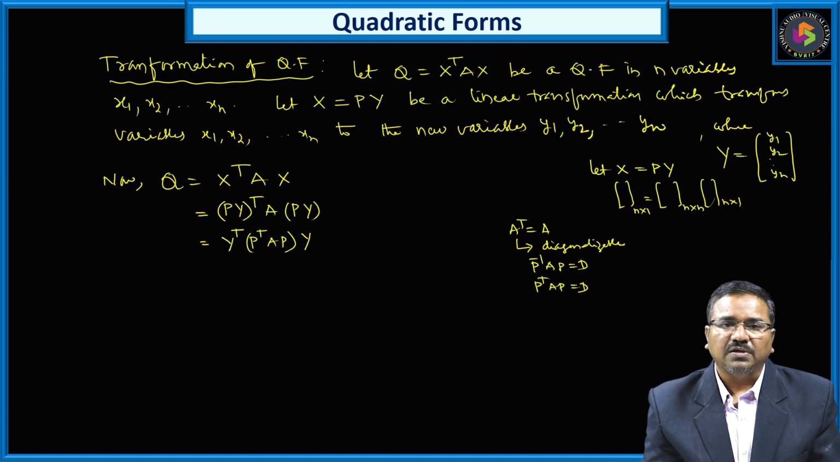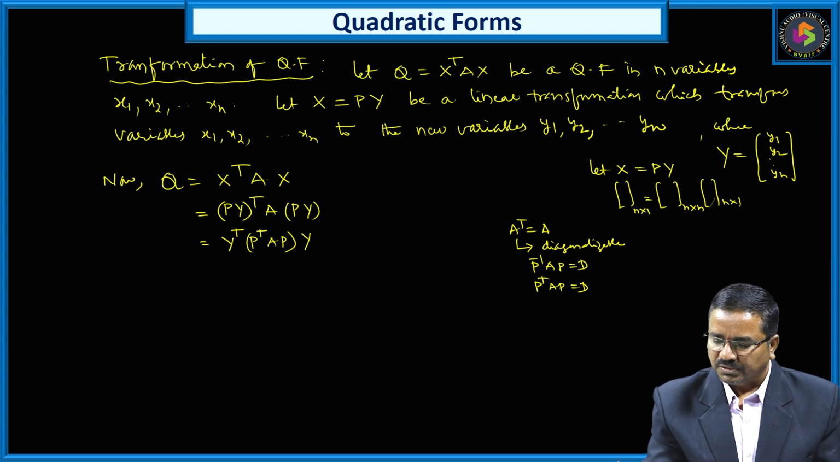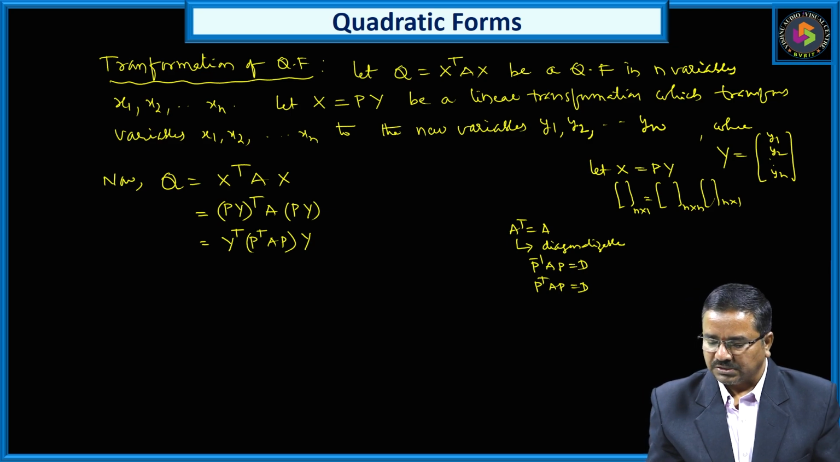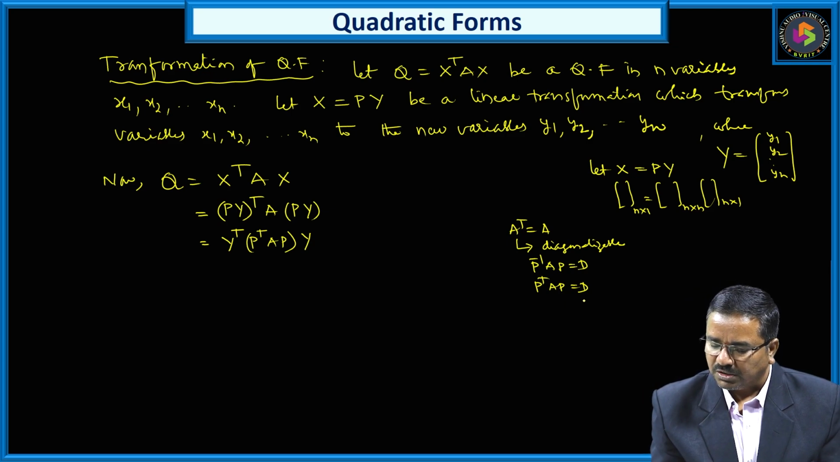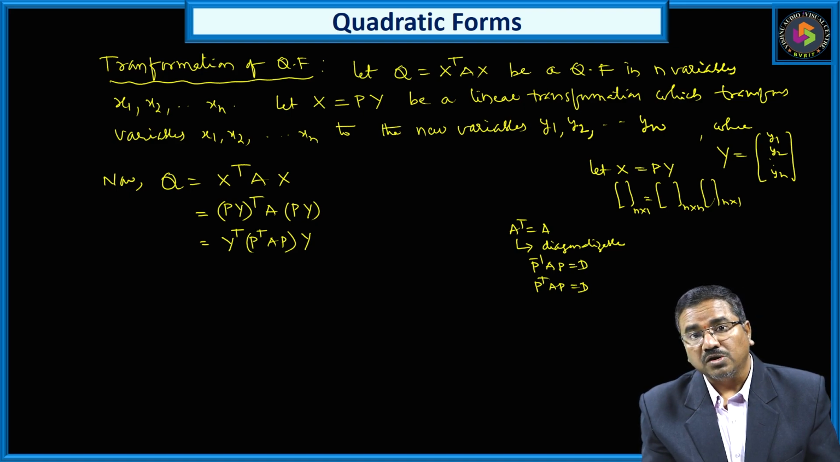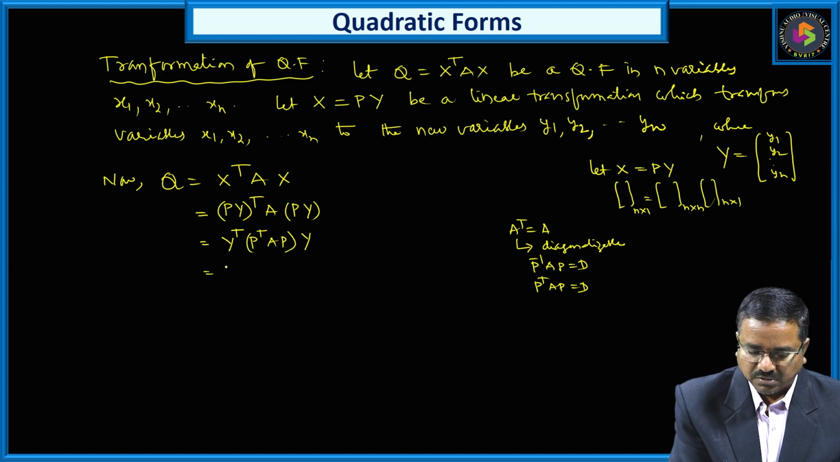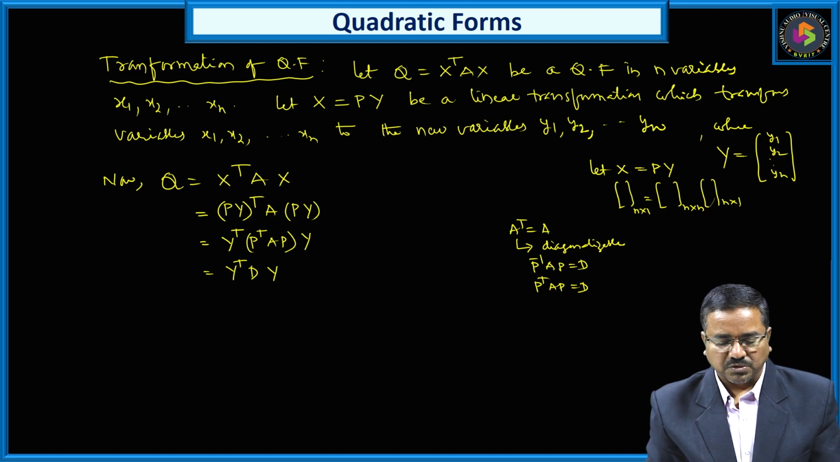Now we will see in the problem, in the concept of diagonalization of the symmetric matrix, P transpose AP is equal to D. D is the diagonal matrix, and the diagonals are the eigenvalues. So we get Y transpose D Y.